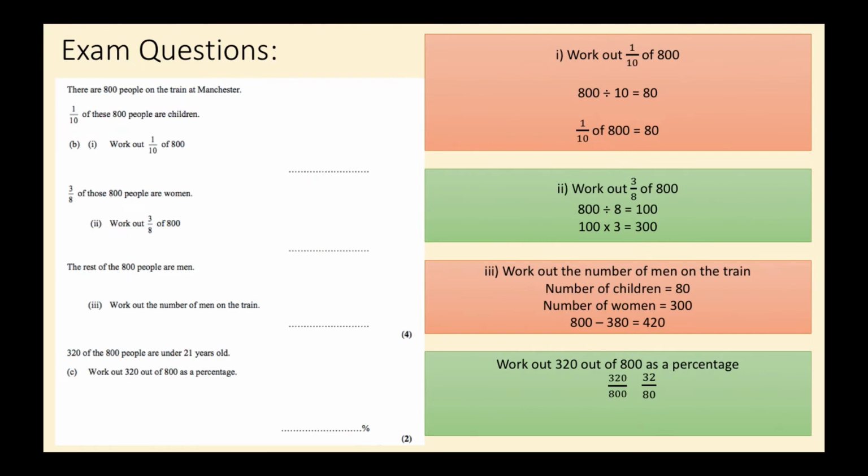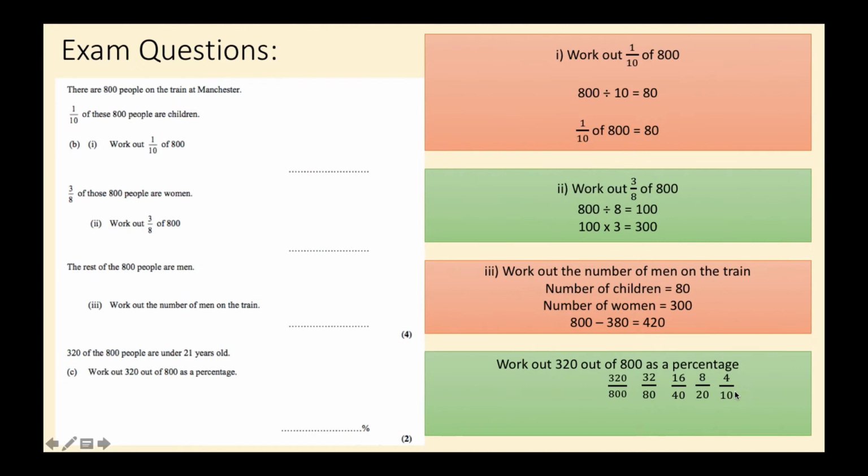The reason I'm doing this is because I want to get it as small as possible so I can put it into a percentage easily. So now I'm going to divide by 2. 32 divided by 2 gives me 16, and 80 divided by 2 is 40. I'm going to divide by 2 again, giving me 8 over 20. And divide by 2 again, giving me 4 over 10.